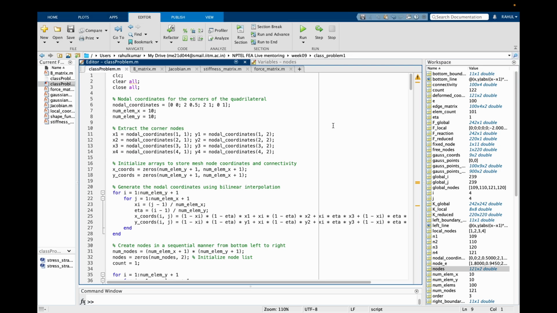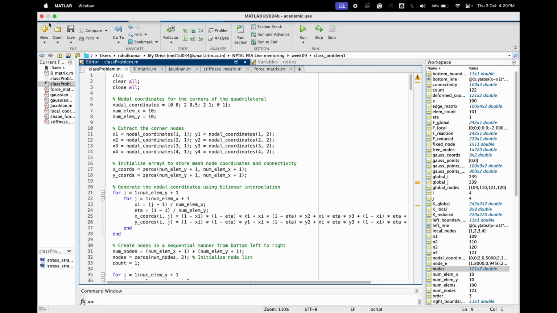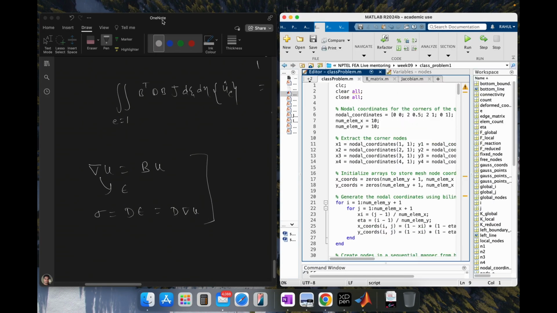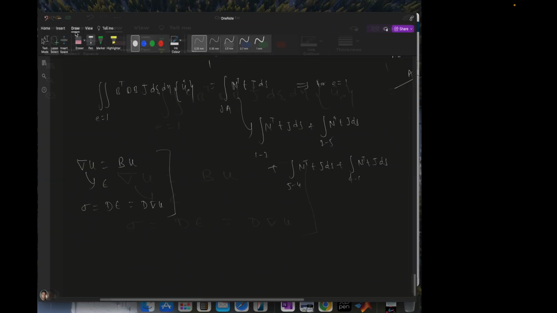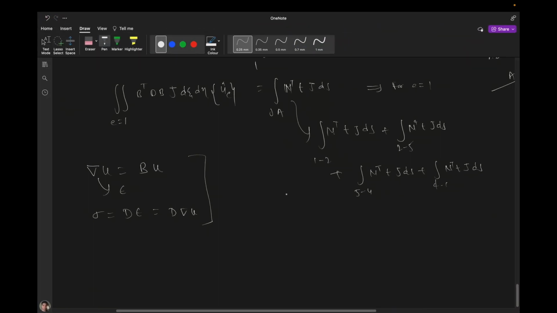Let's end this session, and next week we will solve some transient problem, where it is a function of time, not only a function of x and y, and we will see how the eigenvalue problem comes into the picture.